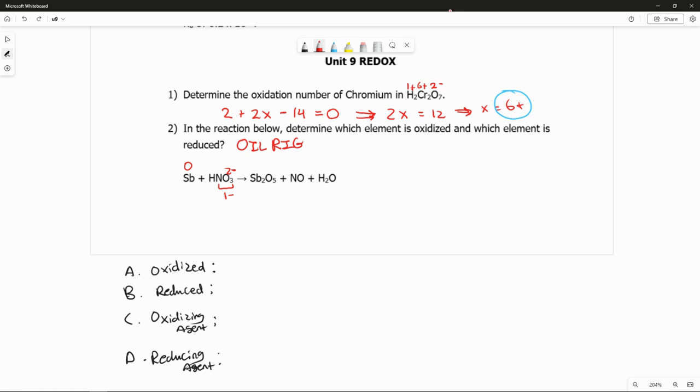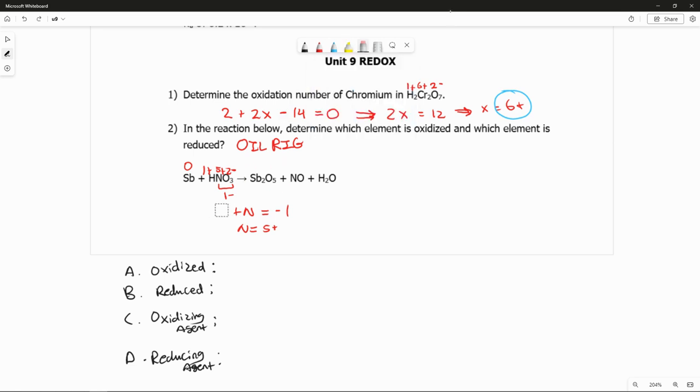So if you have 2 times 3, which is negative 6, and negative 6 plus N for this part only has to equal negative 1 for the total charge. That means our N has to be a 5 plus charge. So knowing this information, we can put a 5 plus on the N. And our hydrogen, we know that our rule says is 1 plus. Next, let's look at Sb2O5.